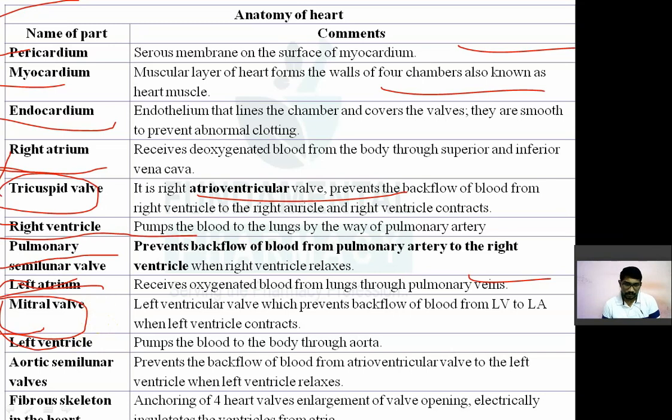Now the left ventricle pumps the blood through the aorta to the whole body. To prevent the backflow of blood from the aorta to the left ventricle, there is the aortic semilunar valve. There is a fibrous skeleton present in the heart. Whatever valves we are talking about, they are anchored in the fibrous skeleton present in the heart to prevent the backflow of blood. The enlargement of valve opening is electrically monitored in the heart. So this is the anatomy of the heart. What is heart sound?